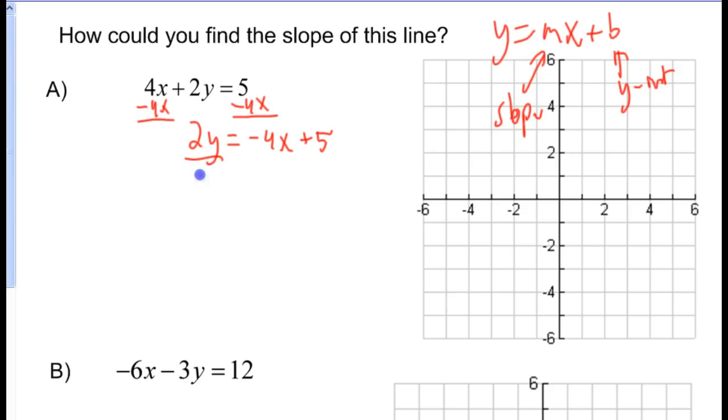Then I would divide by 2. Another little thing I do here is I always divide each term by 2, not the whole side by 2. So I get y equals negative 2x plus 5/2. So you have a slope of negative 2 there, and a y-intercept of 2.5.